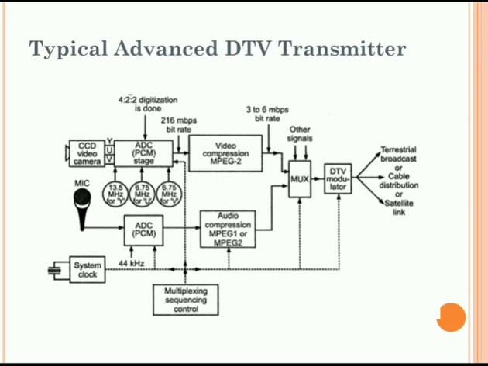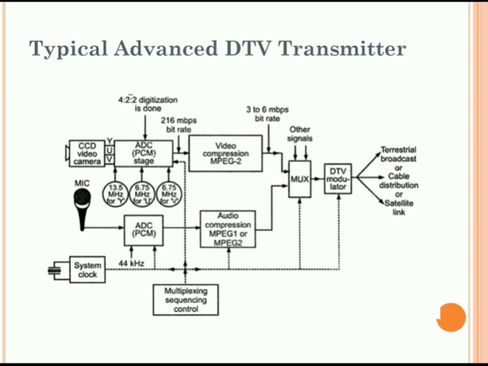MPEG2 video compression is applied to the bit stream of 216 Mbps that we have calculated now, and it is compressed to a 3 to 6 Mbps bit rate. MPEG2 compression reduces the size of data by a factor of about 50:1. By this factor, the size of the data is reduced and it discards a lot of visual information that the human eye would not notice was missing.